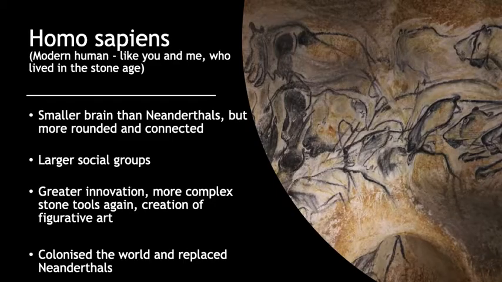If we compare Neanderthals to modern humans, modern humans lived in much larger social groups, which allowed them to innovate much more. And we see this in the archaeological record. They produced much more complex stone tools, which probably allowed them to produce more complex clothing, which meant that they could move into different, more harsh environments. And as you can see on the right here, they produced figurative art. This is actually taken from a cave in Chauvet, which is 30,000 years old.